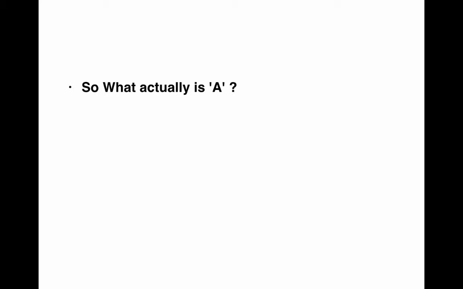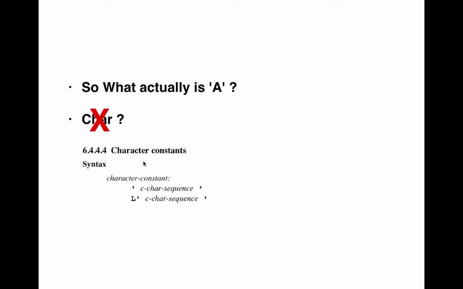What actually is the single quotation A? The single quotation A is not a char. It's something called a character constant. And by the way, a character constant is not a constant char. It's something like A, B, anything between two quotations.